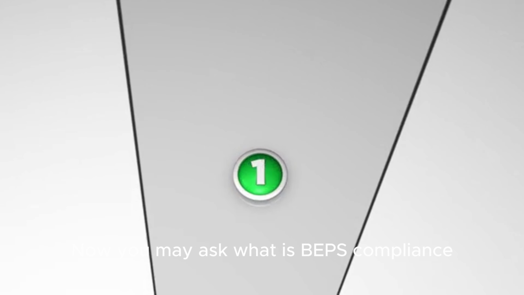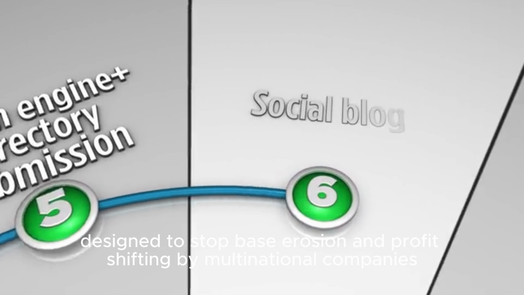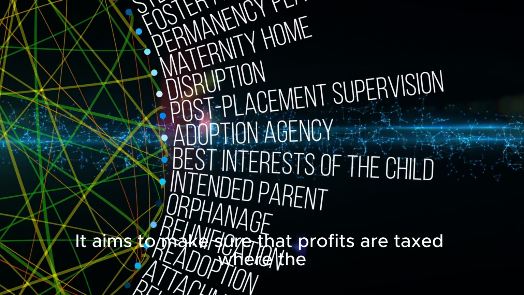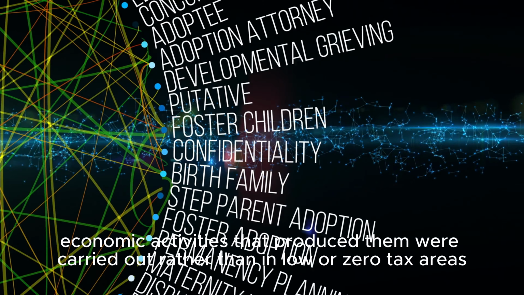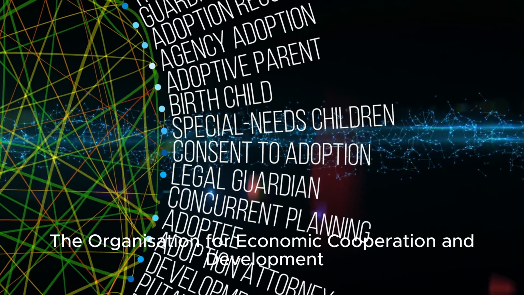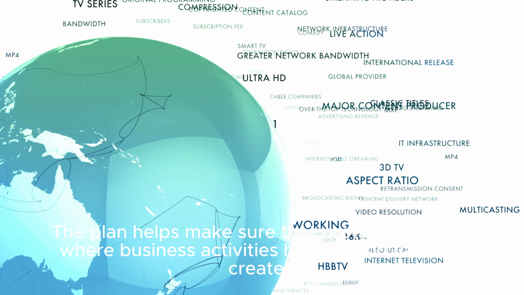Now, you may ask, what is BEPS compliance? So let me tell you, BEPS compliance involves following the regulations designed to stop base erosion and profit shifting by multinational companies. It aims to make sure that profits are taxed where the economic activities that produced them were carried out, rather than in low or zero tax areas. The Organization for Economic Cooperation and Development, OECD, came up with the BEPS Action Plan, which has 15 actions meant to deal with these issues. The plan helps make sure that profits are taxed where business activities happen and value is created.